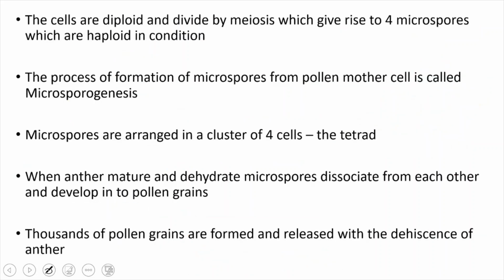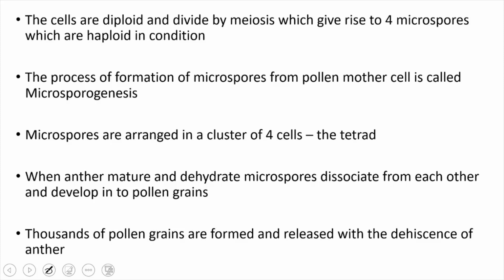Tetrads represent 4 cells. These microspore mother cells are diploid. We know the gametes are haploid, so they divide by meiosis and give rise to 4 microspores, which are haploid and contain n number of chromosomes. The microsporangium contains cells, and the microspore mother cells divide and give rise to microspores.